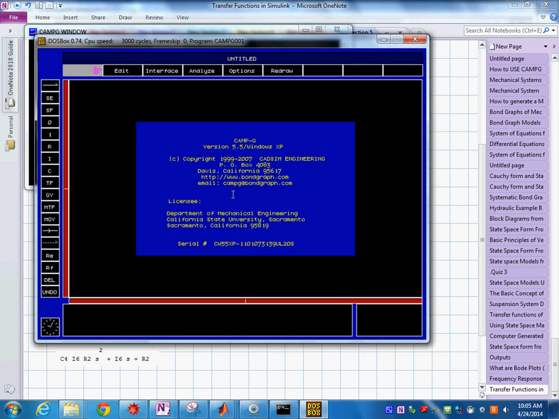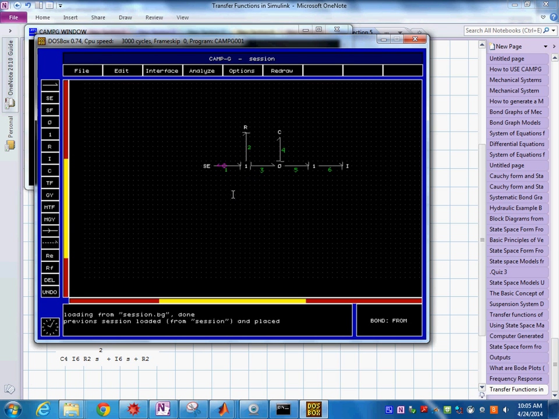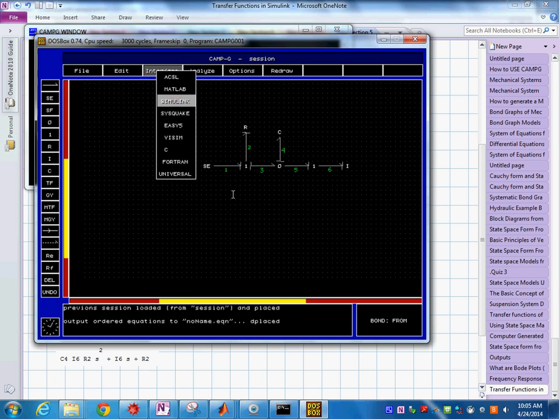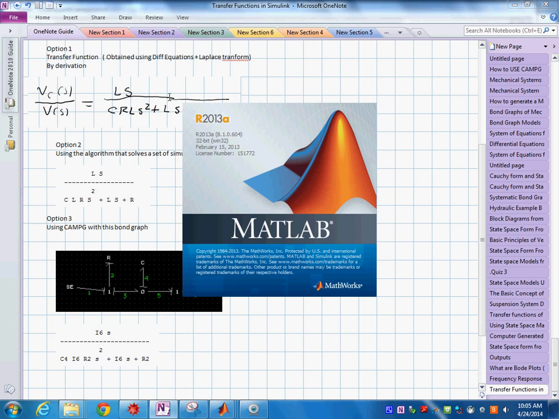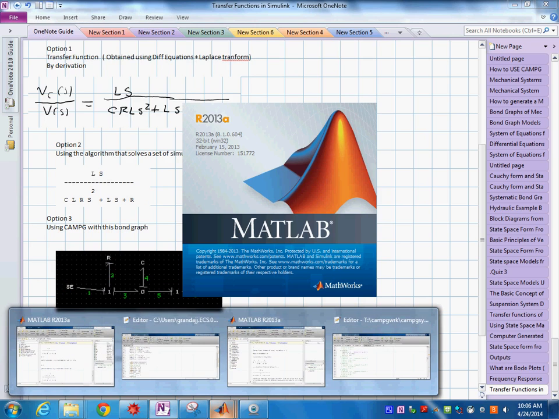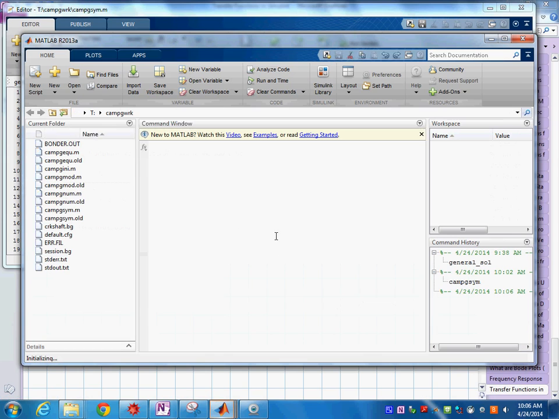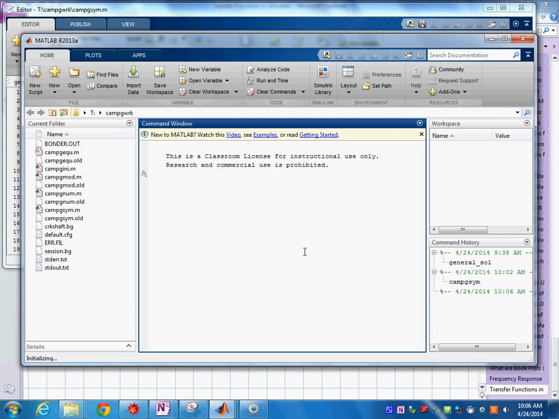Yeah, and then in here, this is our bond graph model. But I can go in here and do Simulink. And the computer is going to give me some files in MATLAB, those Simulink files. See, right here, well, let's see what happens.